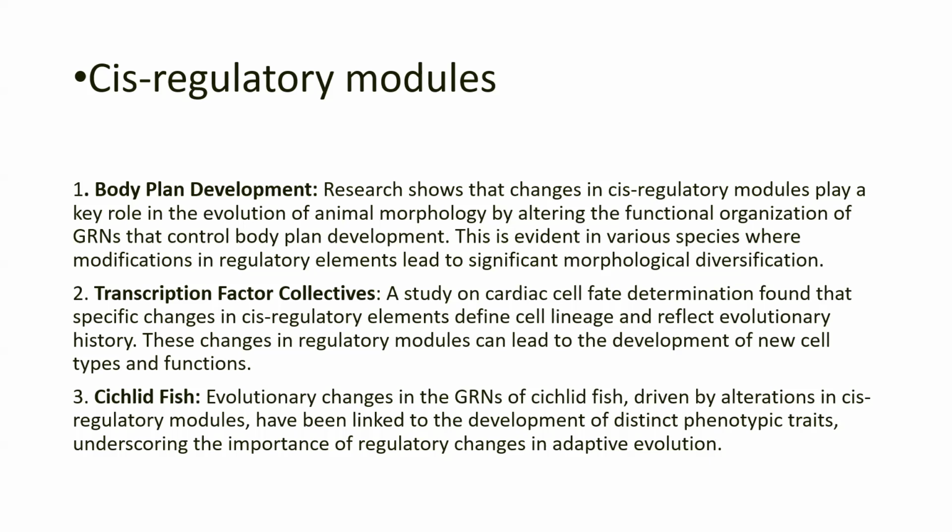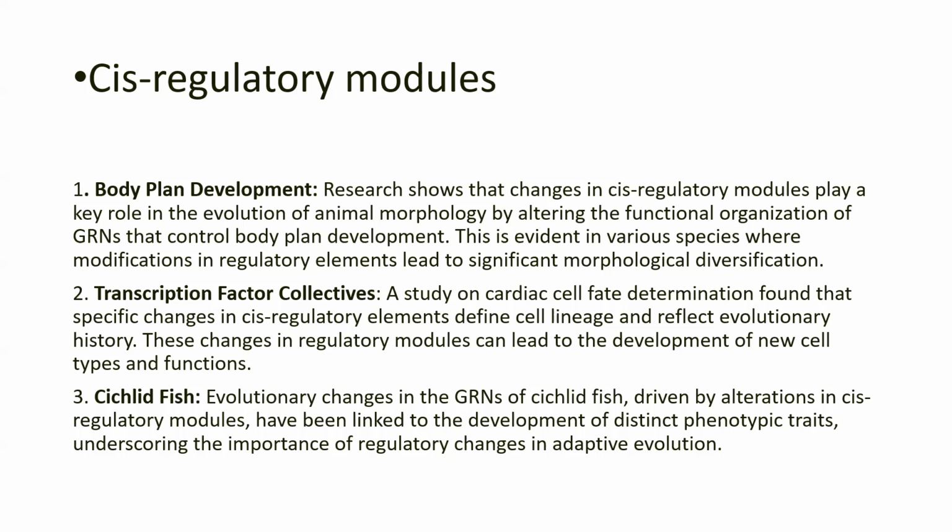Transcription factor collectives look at cardiac cell fate determination, and they found cis-regulatory elements define cell lineages and reflect evolutionary history. So that's going to be probably related to methylation as well. And then in cichlid fishes, evolutionary changes of GRNs driven by alteration in cis-regulatory modules have been linked to the development of distinct phenotypic traits, underscoring the importance of regulatory changes in adaptive evolution.